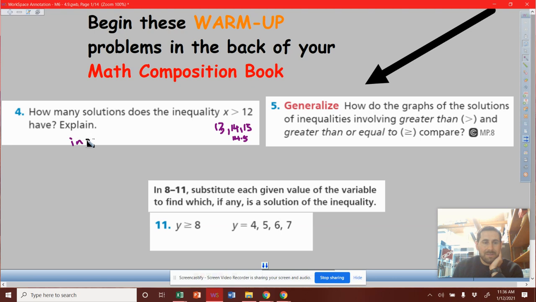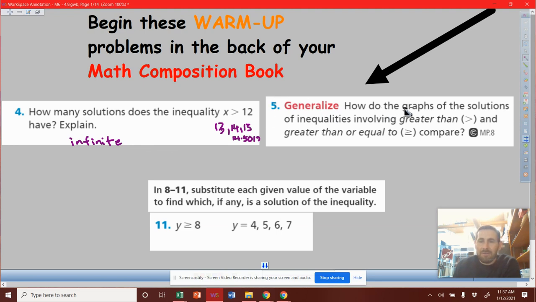The answer is infinite. So explain. The explain part there is I can give multiple examples, but for any number that you give me, I can then add another place value or decimal to that. I can continue to make one other number just a little bit bigger. So this would go on forever.